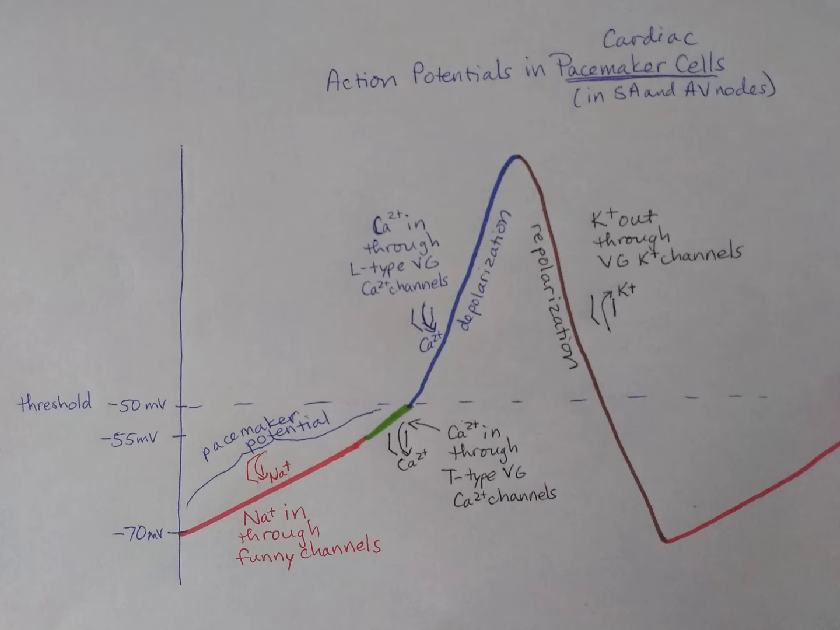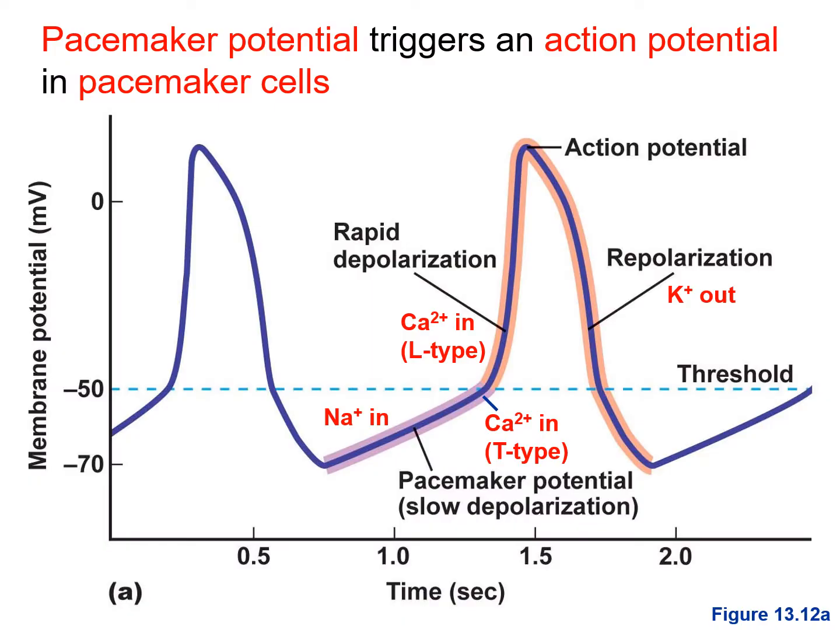but notice we don't have a nice steady resting membrane potential, because when you get down to the minus 70 millivolts, we're going to trigger the opening of the funny channels again, and then we start with another pacemaker potential. And then this is just a picture from your book, just what we drew out.